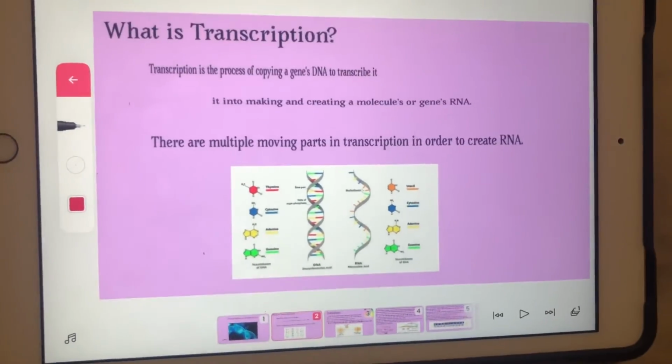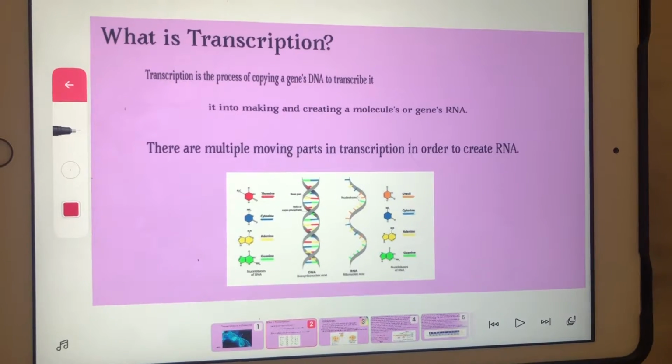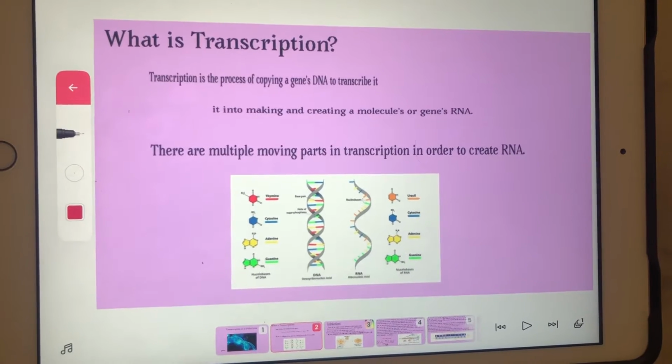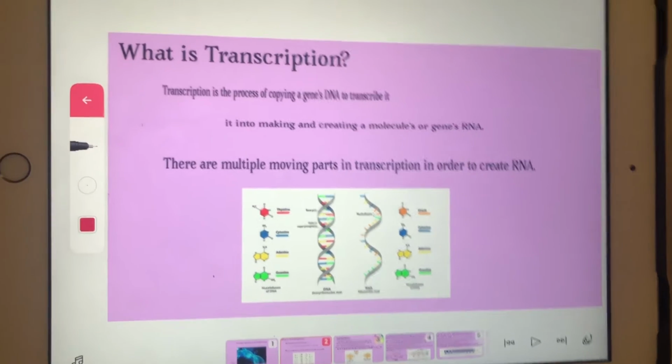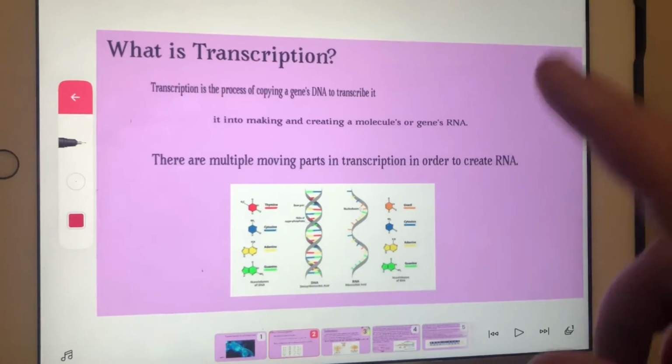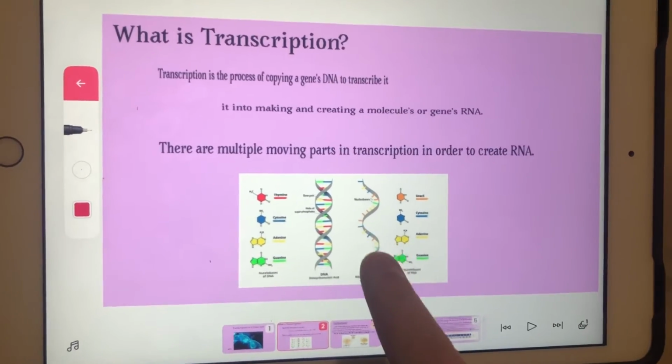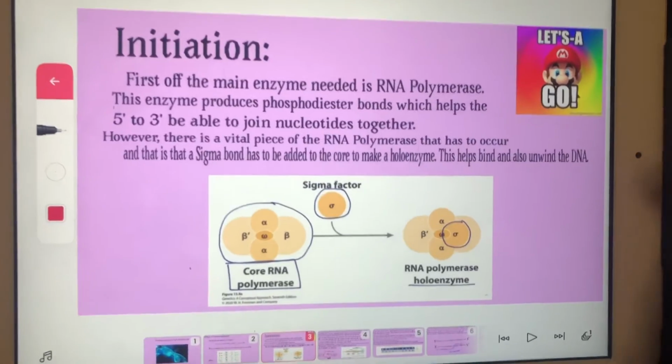What is transcription? Transcription is a process of copying a gene's DNA to transcribe it into a molecule's or gene's RNA. There are multiple moving parts in transcription in order to create RNA. This is DNA, this is RNA. Initiation is the first part.